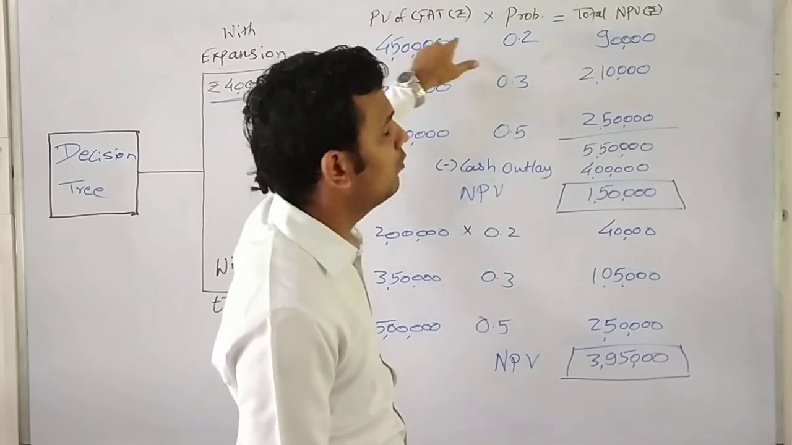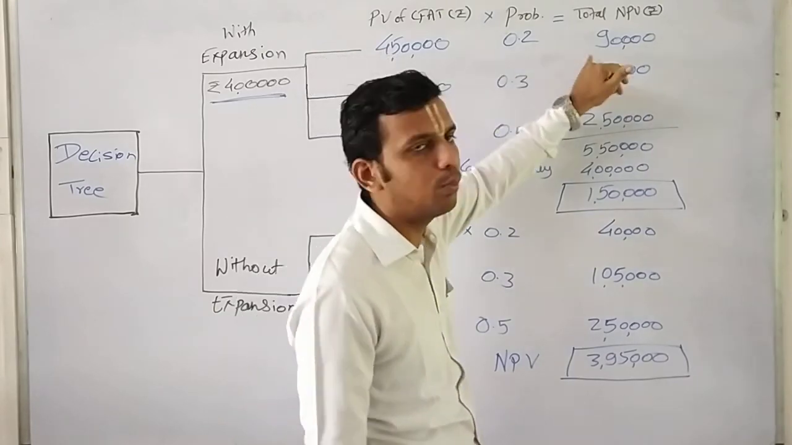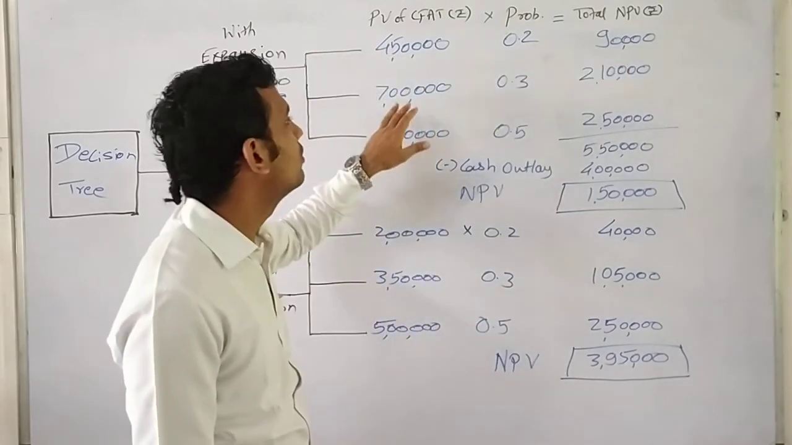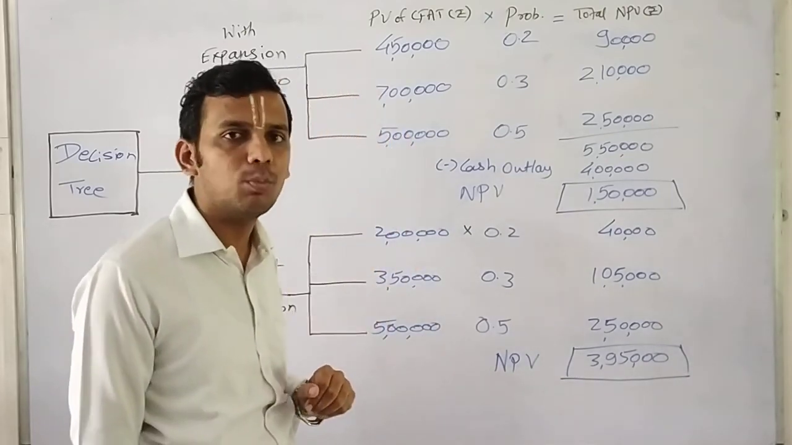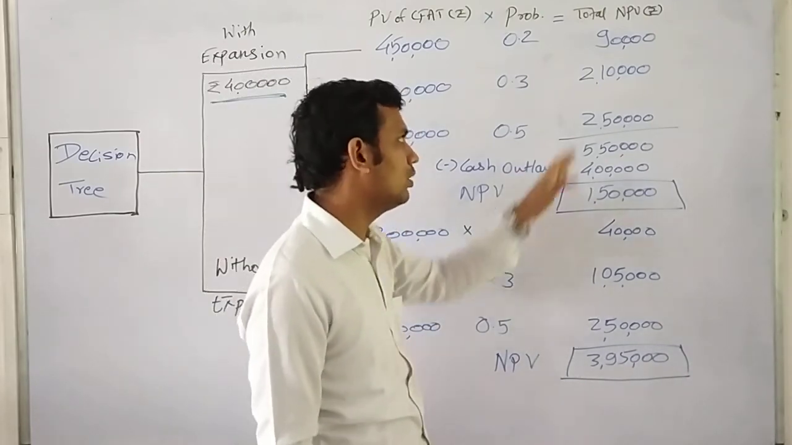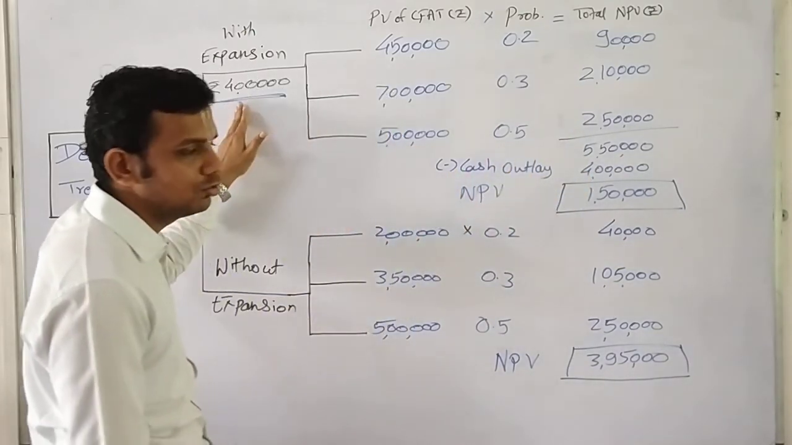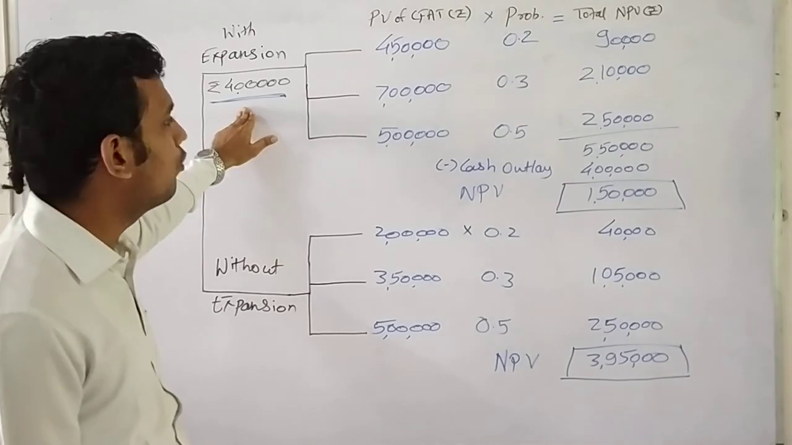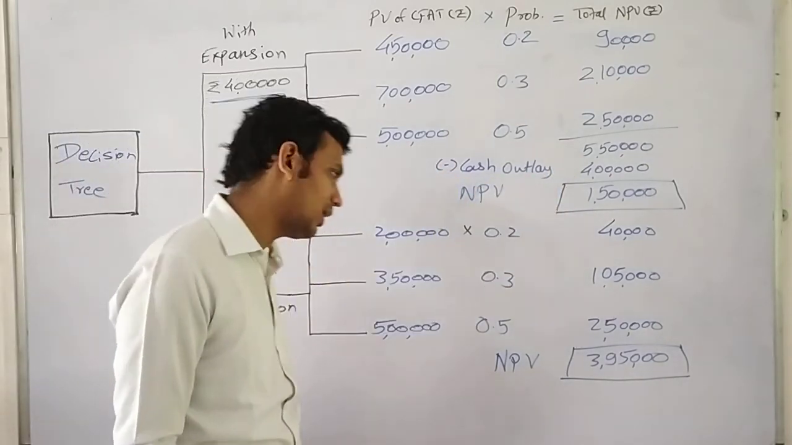How have we calculated NPV? Present value of cash inflows after tax multiplied by probability, that is 4,50,000 multiplied by 0.2, that is 90,000. 7 lakh multiplied by 0.3, 2 lakh 10,000. 5 lakh multiplied by 0.5, 2 lakh 50,000. We have made the sum of it, 5 lakh 50,000, minus, as expansion was there, the cash outlay of 4 lakh, and we get our positive NPV of 1,50,000.